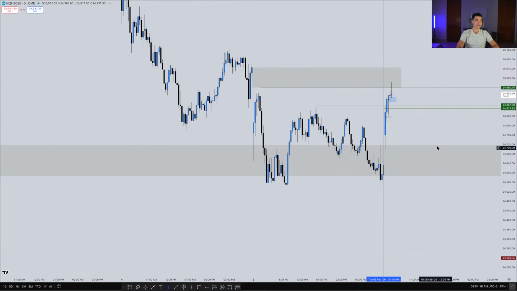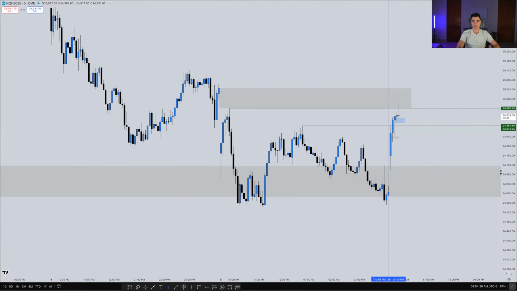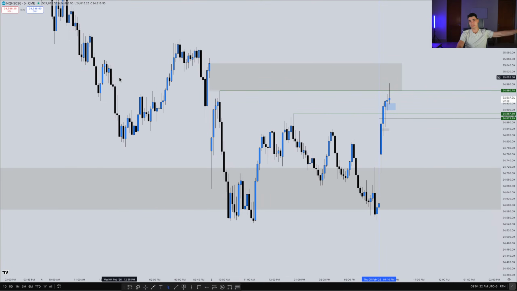So it doesn't matter if it's a daily chart or a weekly chart, right? Forget this is a 5-minute chart. We have relative equal highs here and here. We have this high here. We have an inefficiency here. So that's your daily bias.